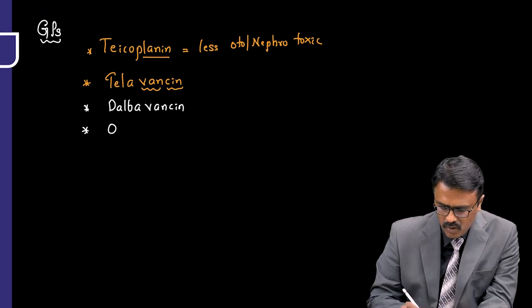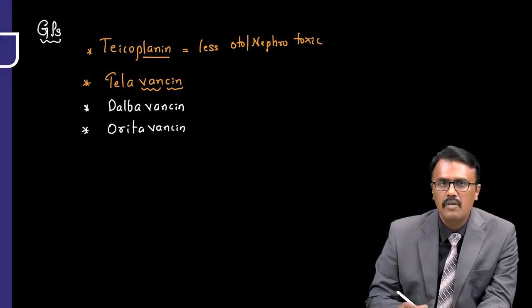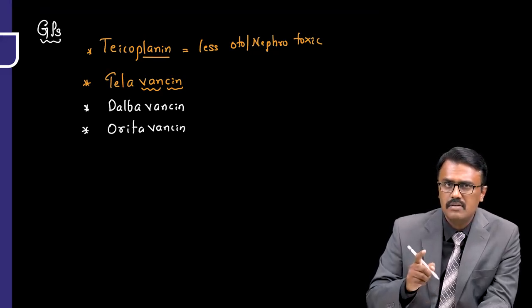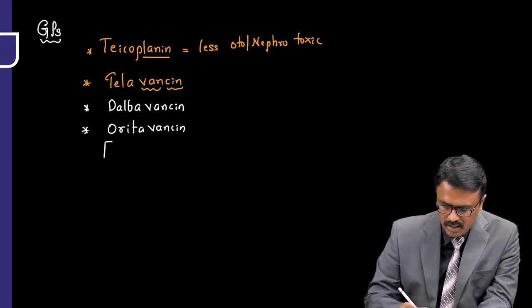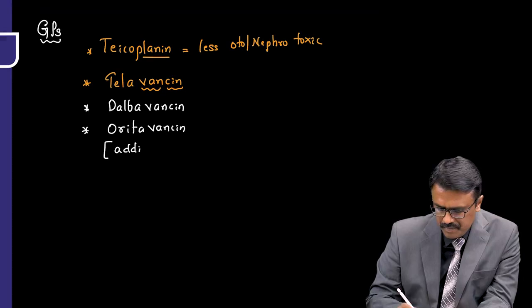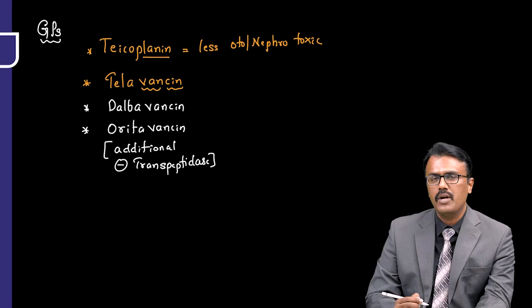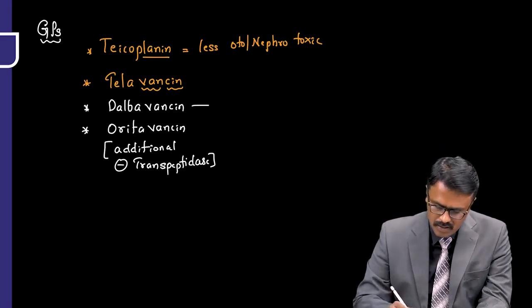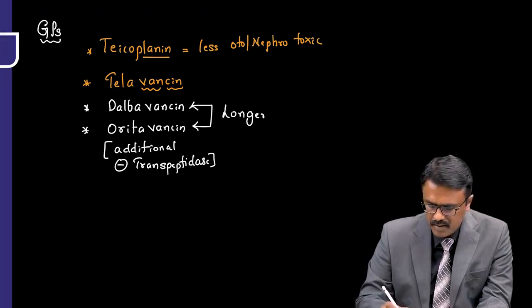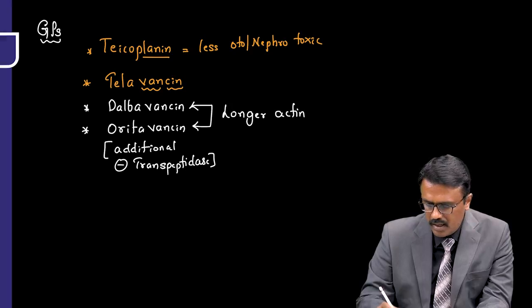Then we have voritavancin. Now voritavancin not only inhibits this transglycosylase, it also has additional inhibition of transpeptidase like penicillins. It can inhibit the enzyme transpeptidase, that is the specialty of voritavancin. Now dalbavancin and voritavancin are longer acting. These are longer acting glycopeptides.